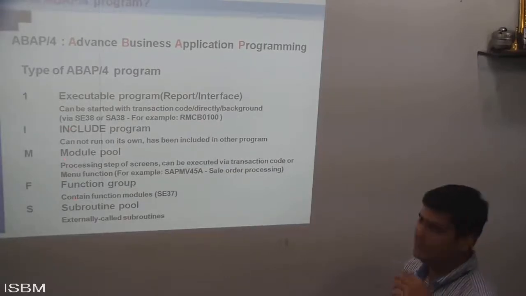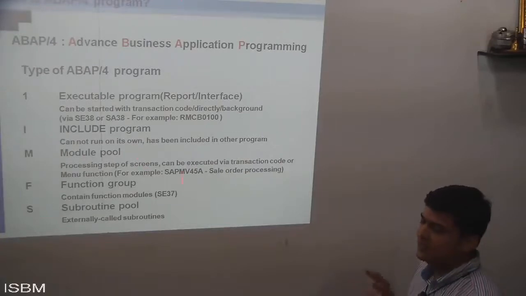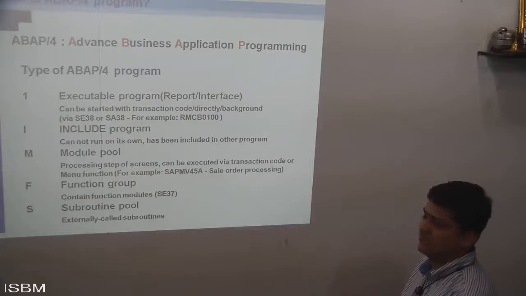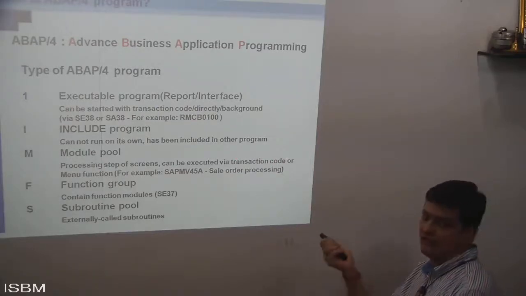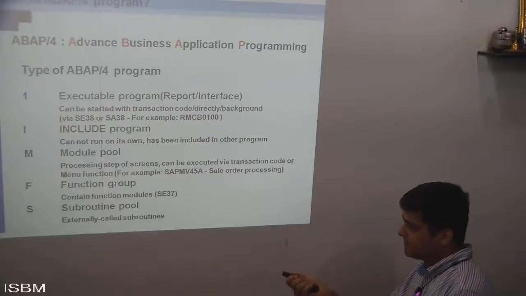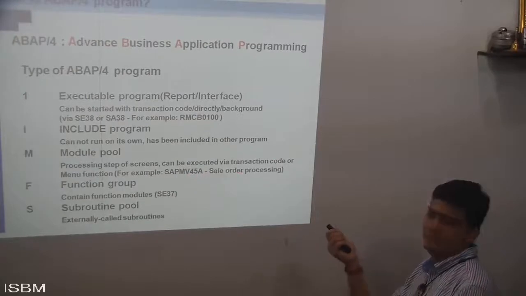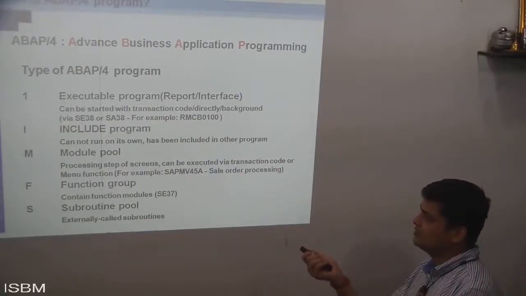Then we have M. M stands for module pool. This is the type of module pool, which we have asked you about. The processing steps here basically involve working with the screen. It can be executed via transaction code or menu function, both ways. For example, SAPMV45A is sales processing, that is, sales order processing. This is basically sales order processing.